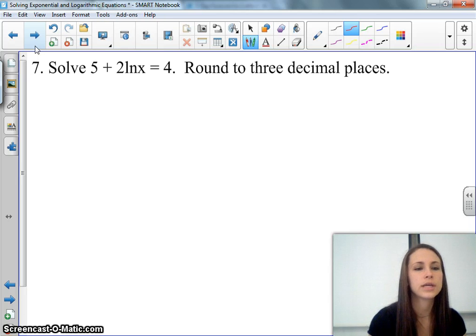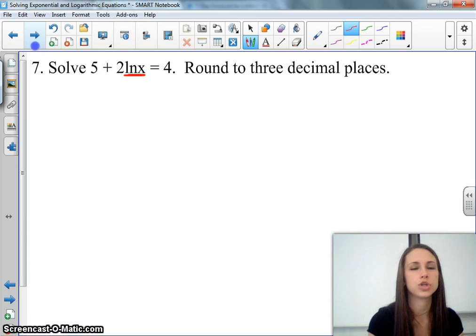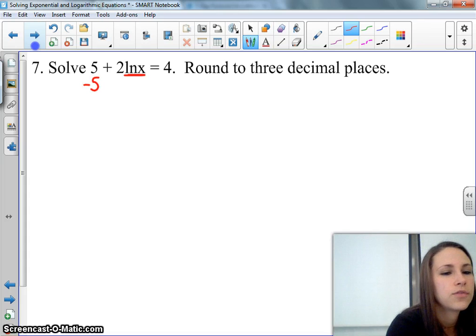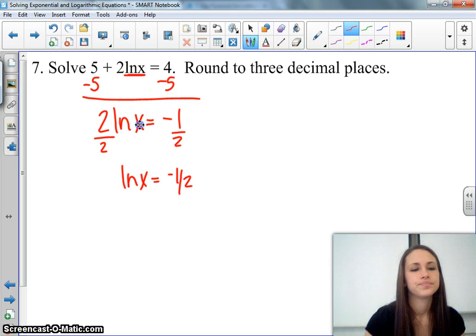So we're going to do about 5 examples of these, and we're going to do some natural logs and regular logs. The first thing I need to do on this one is get this ln by itself. So I'm going to subtract 5 and then divide by 2. Let's subtract the 5 first. So this is going to be 2 ln x equals -1, and then I'm going to divide both sides by 2. So ln x equals -1/2.